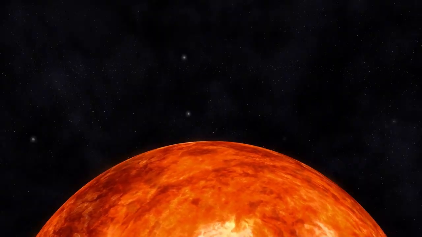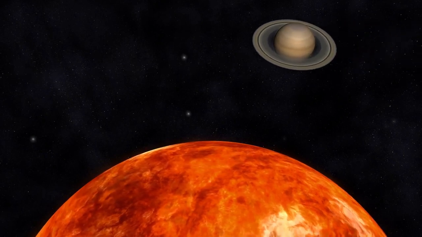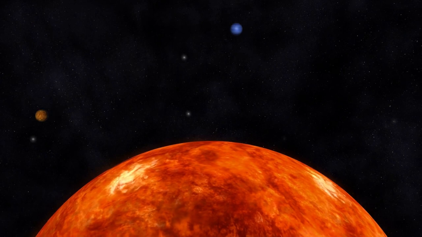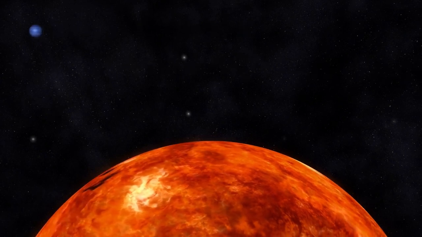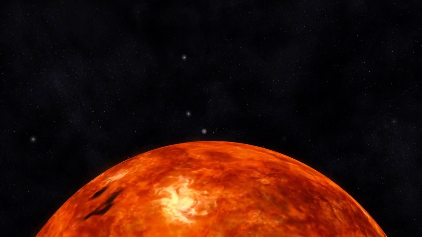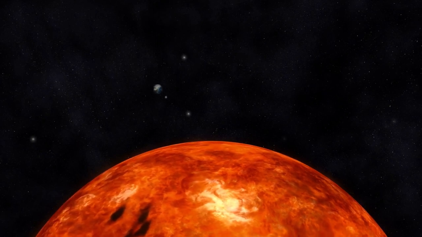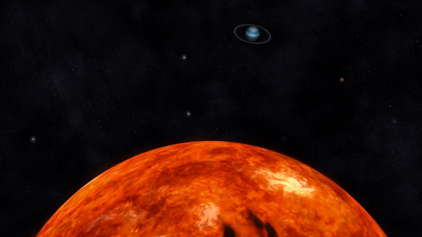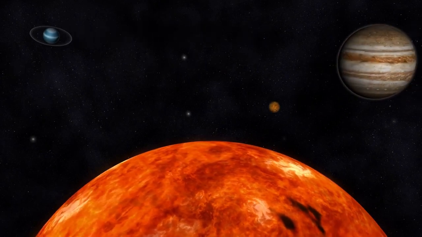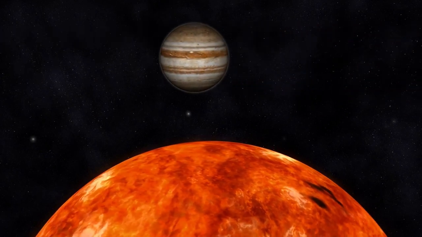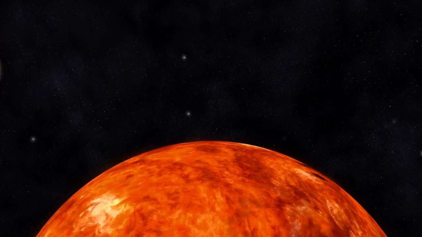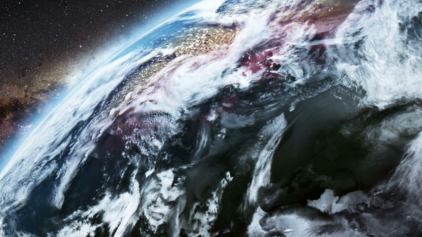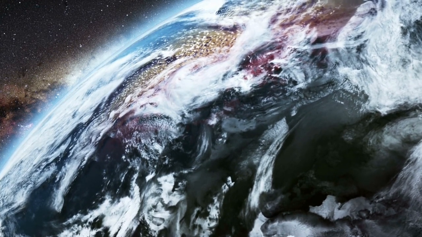In our solar system, rocky planets like Mercury, Venus, Earth, and Mars formed in the inner region, while gas giants like Jupiter and Saturn formed in the outer regions. The smaller icy bodies further from the sun gave rise to the outer planets like Uranus and Neptune. This complex dance of gravitational interactions and collisions sculpted our solar system into the remarkable arrangement we see today. Our story wouldn't be complete without life. How did life come about?